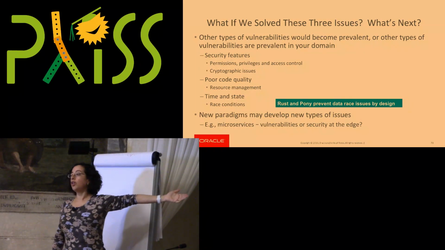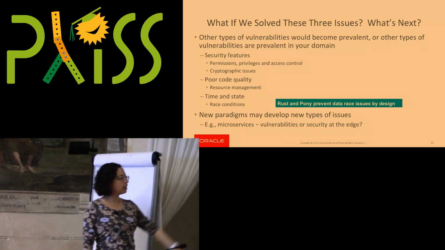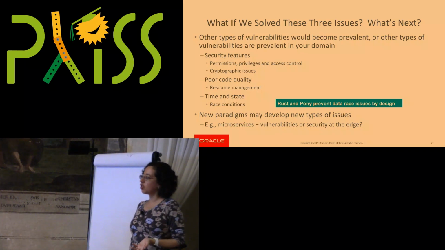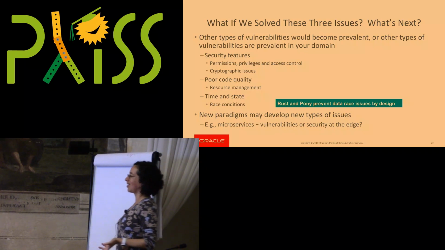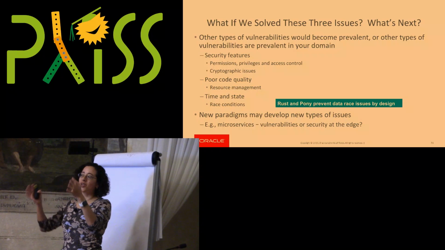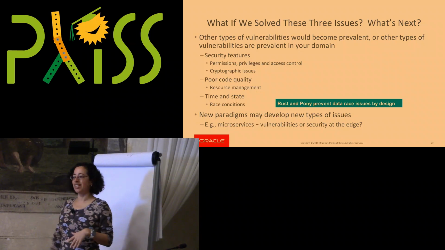And also, we all know that there are new paradigms being introduced as time goes by. We have microservices becoming more important. What does this actually mean in terms of vulnerabilities? Are we going to be able to have security at the edge? Or are we going to be introducing new vulnerabilities at the edge? That's another thing that we need to start thinking about.